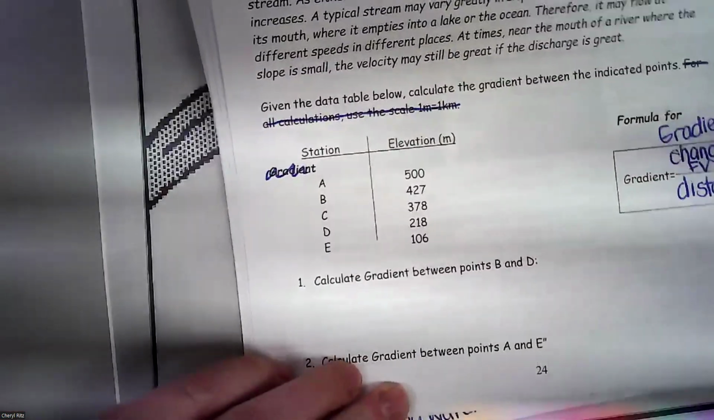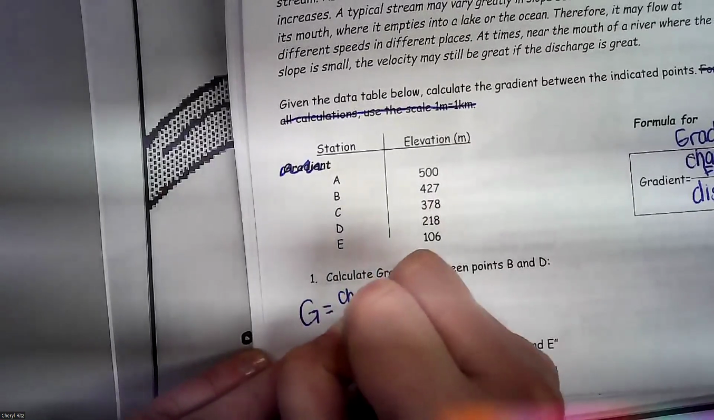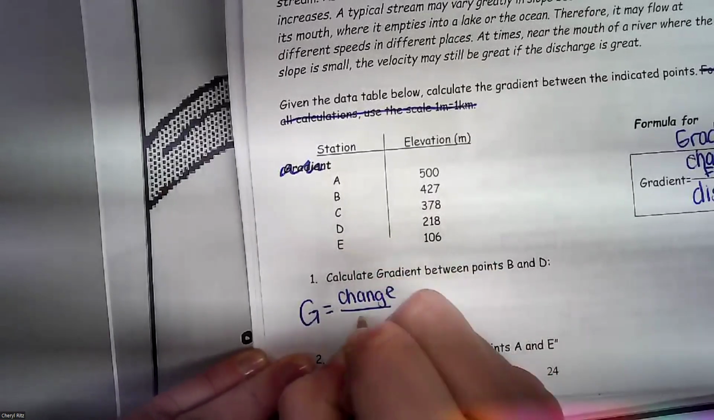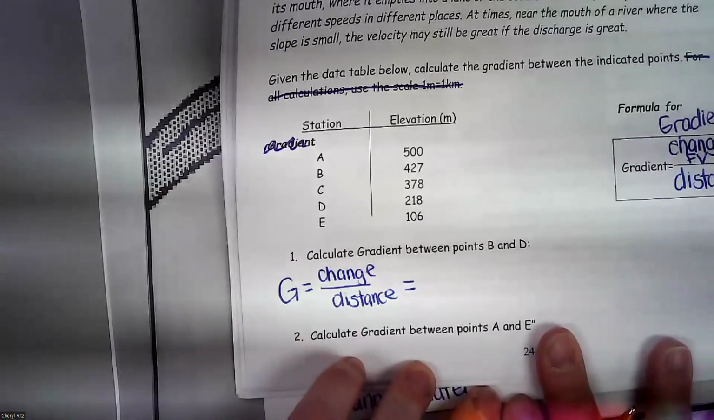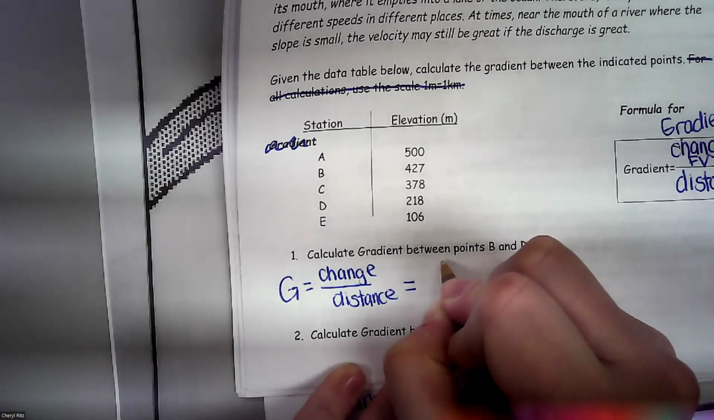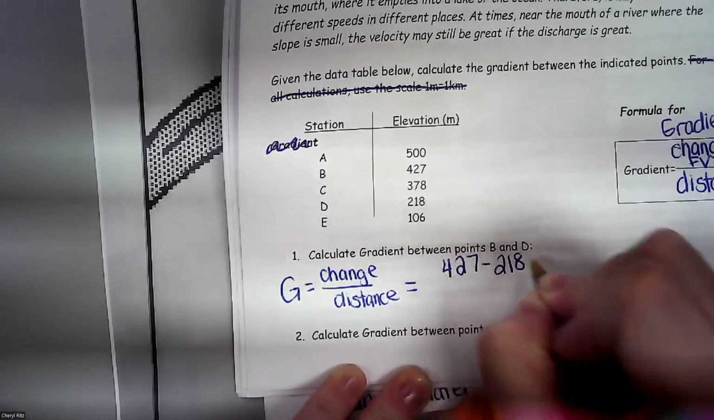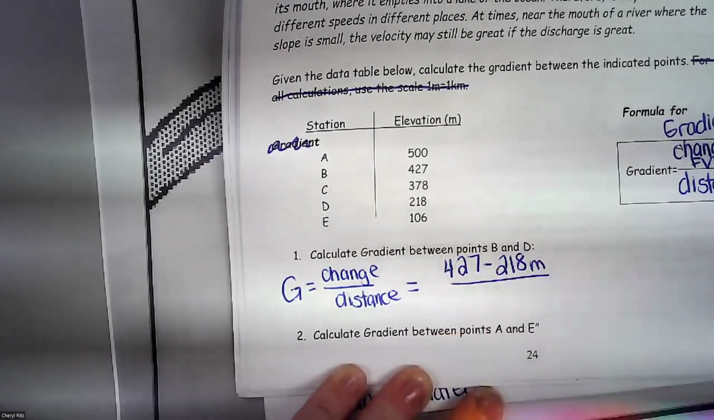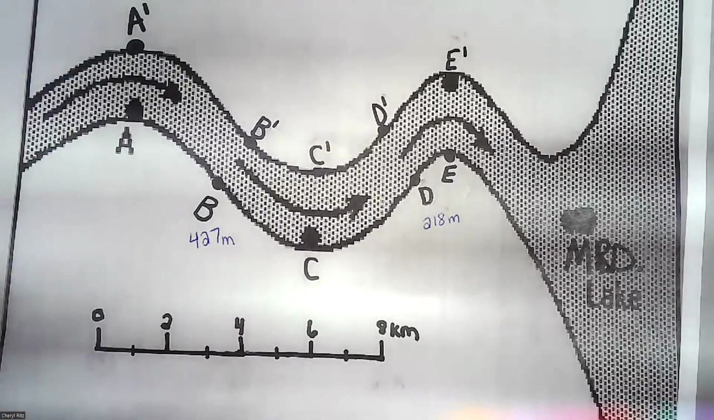So to do this, I always like to start with the formula. So gradient equals change over distance. How do I figure out how much it changes from location B to location D? We got to subtract. So you're going to take the 427 for B minus 218. That's going to be the change. How do I figure out distance on the river? What'd you say? Got to use the scale.